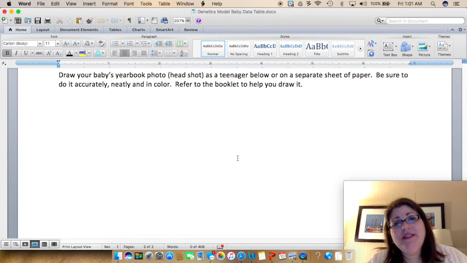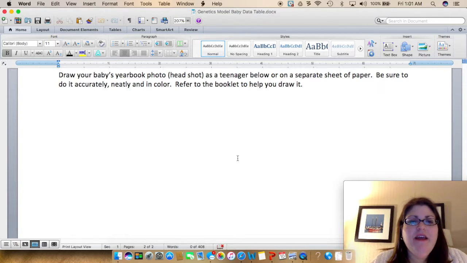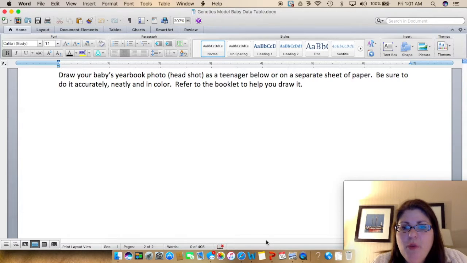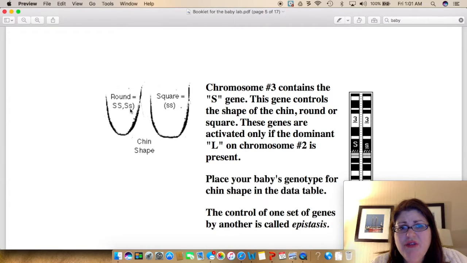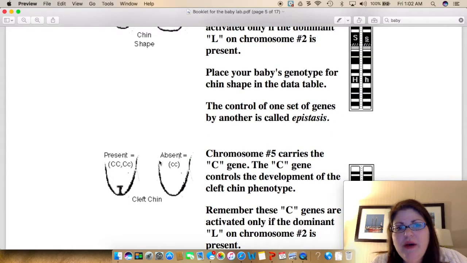It doesn't have to be artistic, but it should look like what your traits represent. So if it's got freckles, make sure you have freckles. If it's got curly hair, make sure you draw it with curly hair. And if you're wondering how you do that, if you're not sure on the drawing, the pictures in the booklet will help. So it shows you kind of what a pointy chin should look like versus a round, or what a cleft chin should look like versus the absence of a cleft chin.